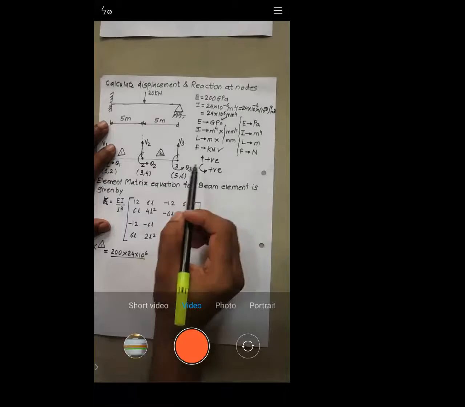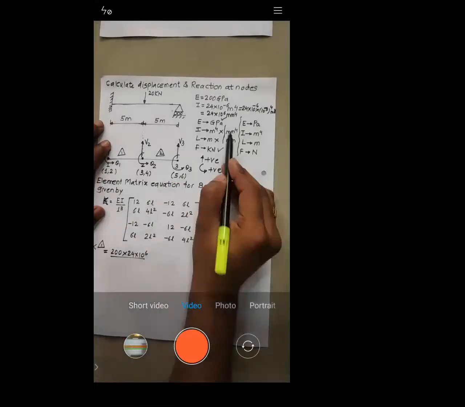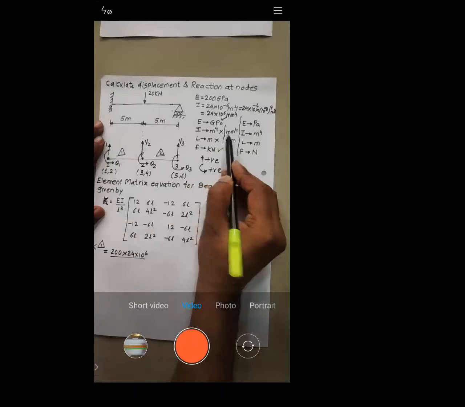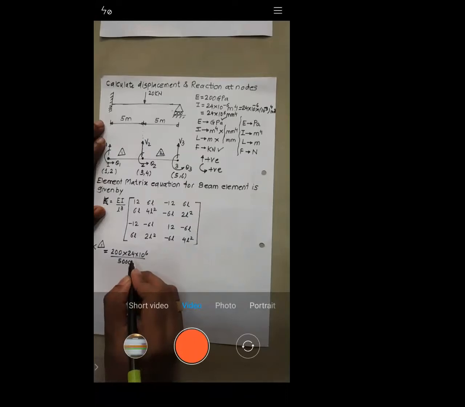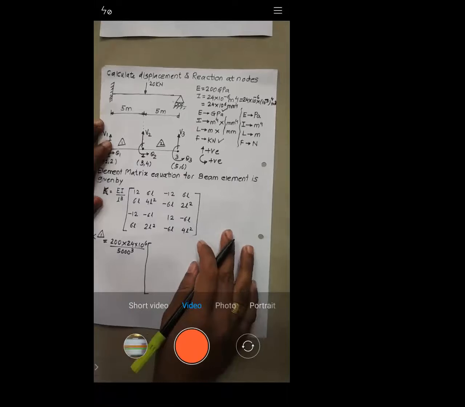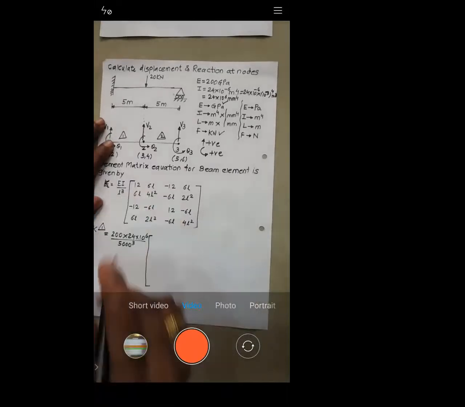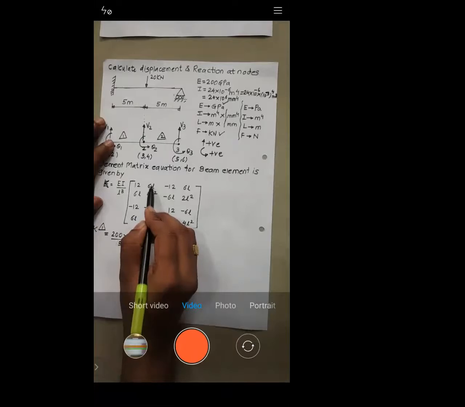upon L. Now this length has to be in mm. See here, length has to be in mm. So what is that? 5 meter. This is 5,000. Okay? Yes. 5,000 cube, right? Into, so see, I will let you know what happens there. 12, right? Into 6 into L.